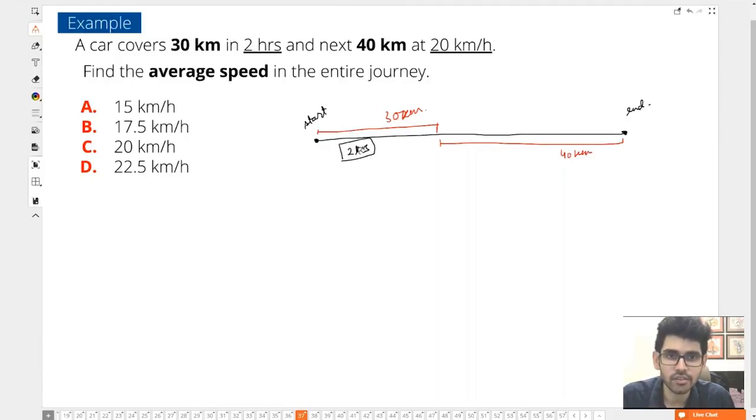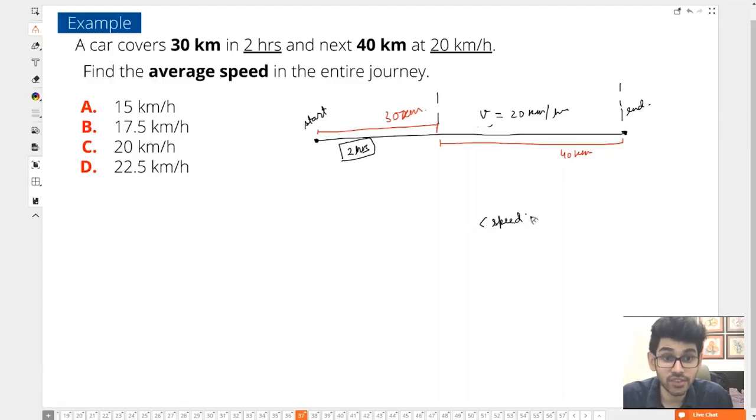And here you are not given the time. Here you are given that you were moving with velocity 20. For this patch, you are given the velocity. Velocity is 20, or speed, kilometers per hour. So you have to find average speed.